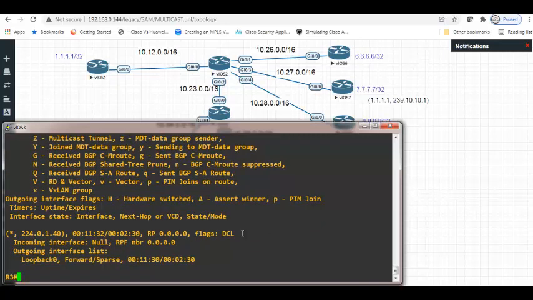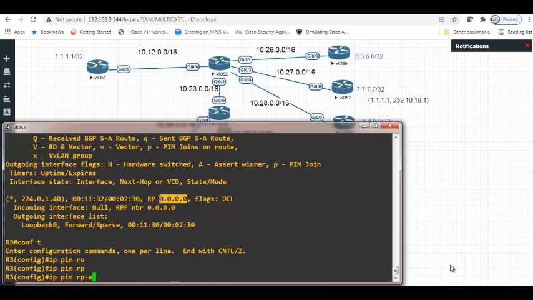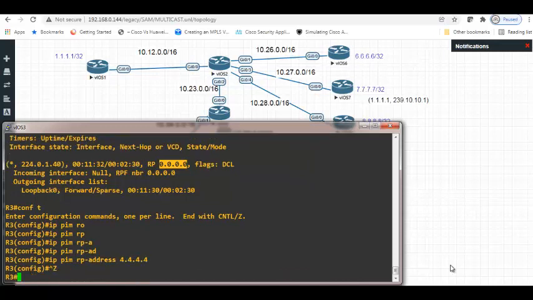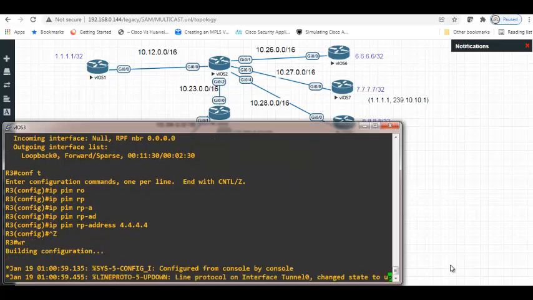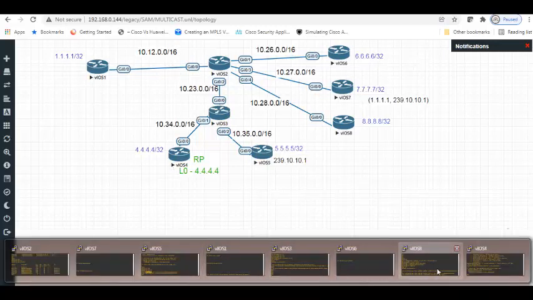Router 3 has got no idea about RP. That's the problem, so fix it. What is the command? IP PIM RP address. Boom. Now we will see router 5 going and enrolling. Router 5 will go and register, saying I belong to this group. You will see that in R3 now. Sorry, R4.